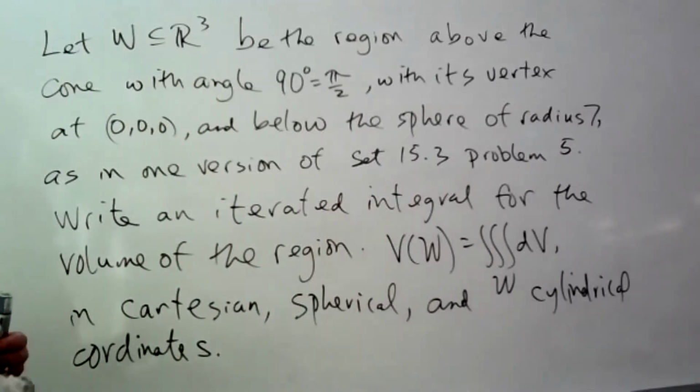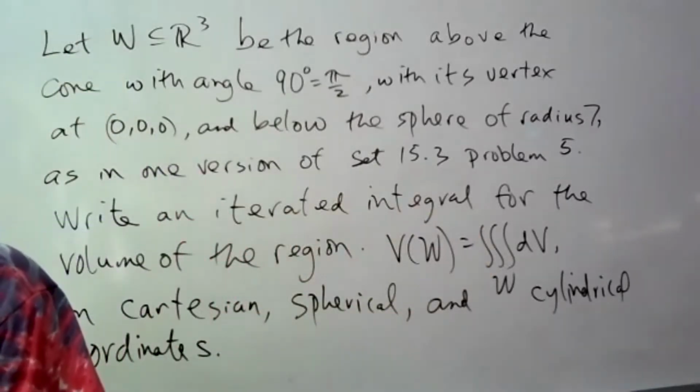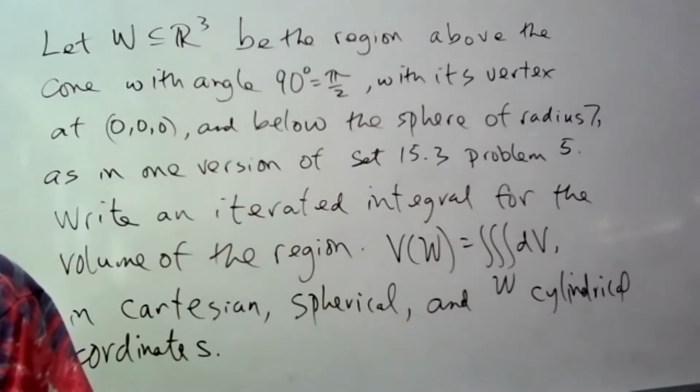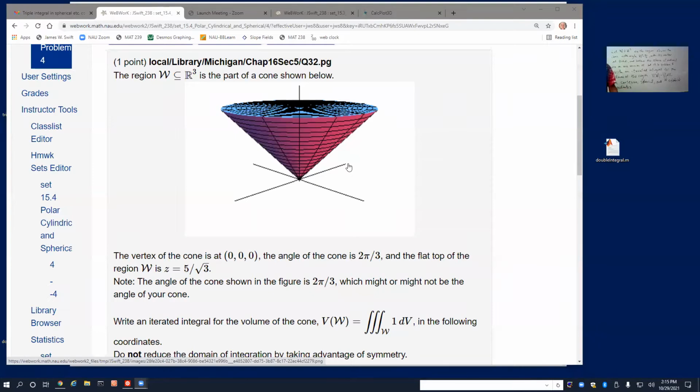All right, so the first thing to do is to figure out what this region looks like, and I'm going to share the screen. All right, so here is that region from the previous set. Oh, actually, no, this is the homework problem that's due next. It's a little bit like W, but it has a flat top. So you're going to be setting up the volume of this region with the flat top.